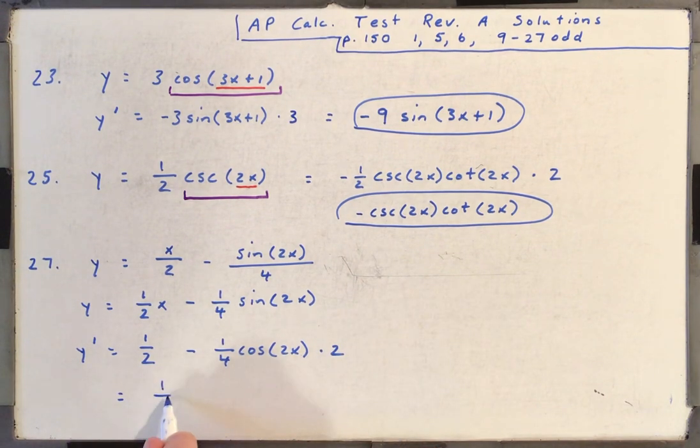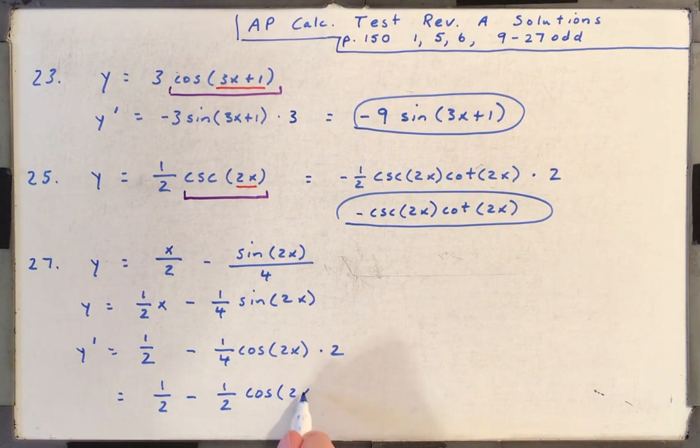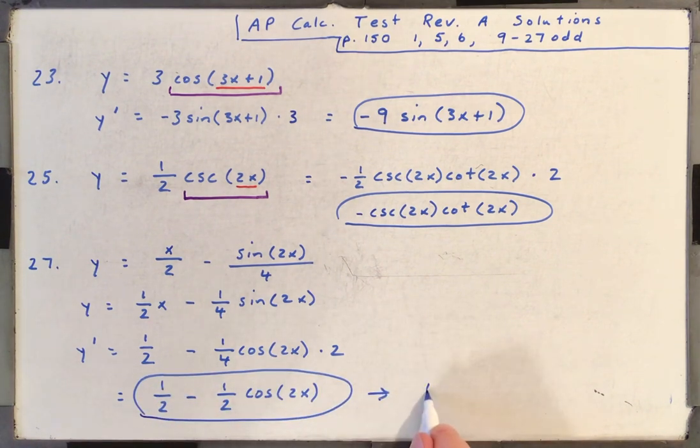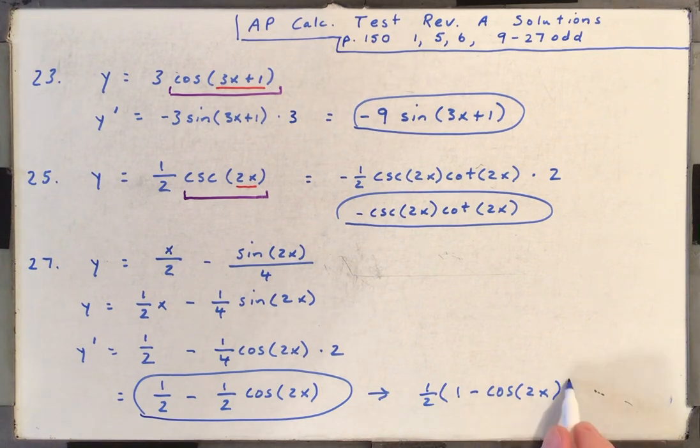So that's going to be 1/2, 2 times the 4th, 1/2 cosine 2x. Now the back of the book would factor out a half, and they'd have 1/2 times 1 minus cosine 2x. You absolutely don't have to do that. This is perfectly fine.